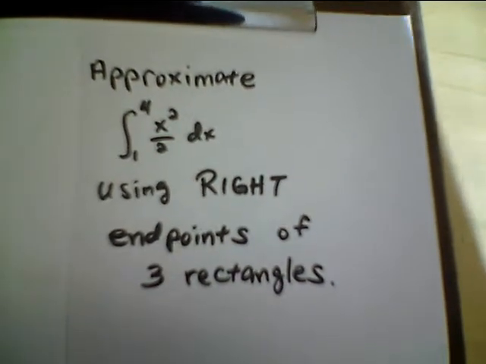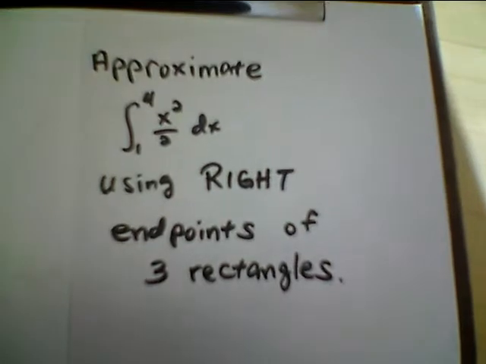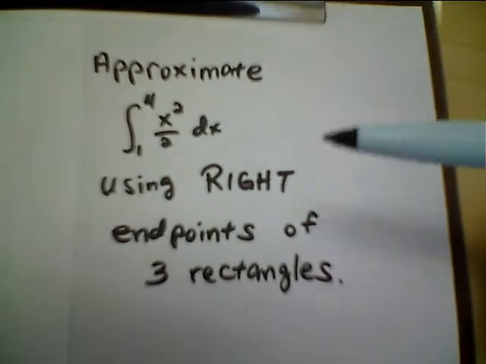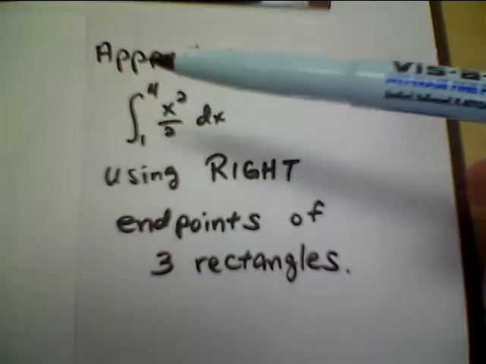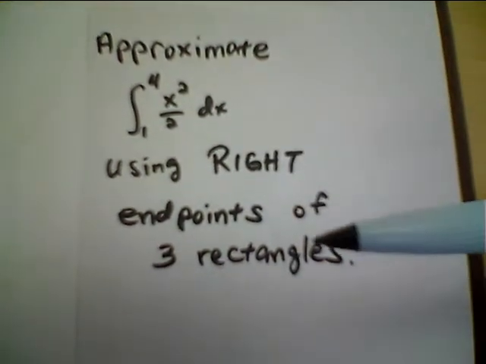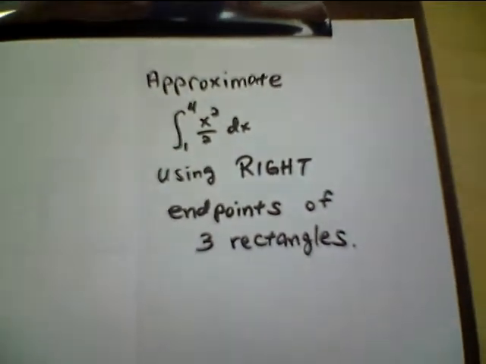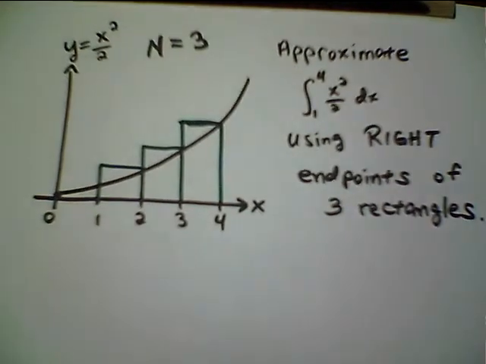Hello calculus students. In this problem we're going to approximate the area under the curve of the function x squared over 2 over the interval from 1 to 4 using right endpoints of 3 rectangles. So the picture of this problem looks like this here.